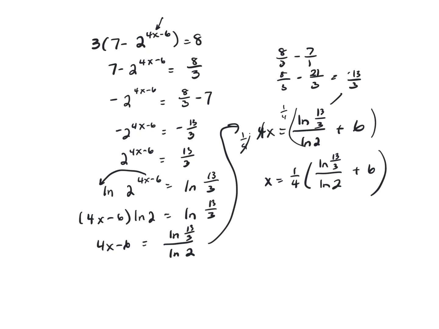So I'm just going to use my calculator now. I have a TI-84. I don't know what you have. I'm going to do ln of 13 divided by 3. And I'm going to divide that by ln of 2. I'm going to add 6. And now I'm going to multiply by 0.25 or divide by 4. It doesn't matter which way you think about it.